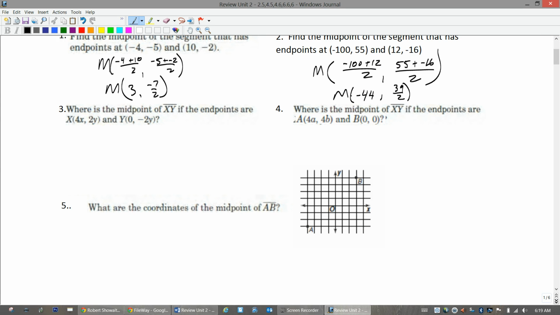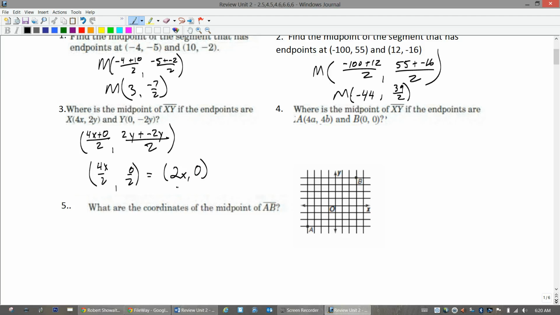Now, number 3 is a little bit weird, but we're looking for the midpoint, so all we need to worry about is using that formula, averaging the x's and averaging the y's. So it's x1, which is 4x, plus x2, which is 0, over 2, and then y1, 2y, plus y2, which is negative 2y, over 2, and we just simplify. 4x plus 0 is 4x over 2. 2y plus negative 2y is just 0. 4 over 2 reduces to 2, so it's just 2x. And then 0 over 2 is just plain old 0.